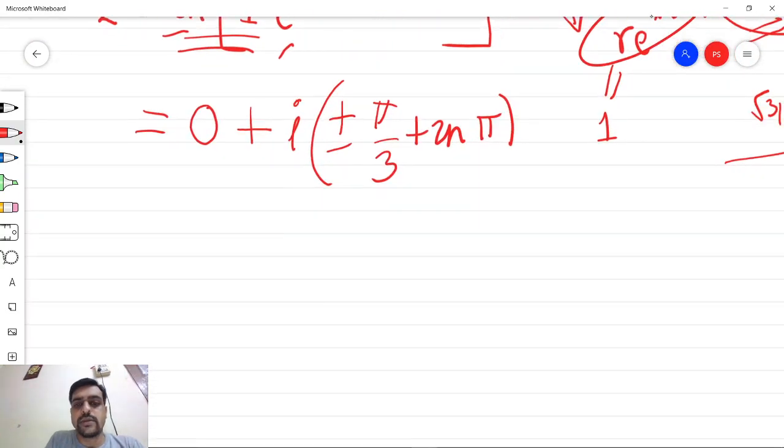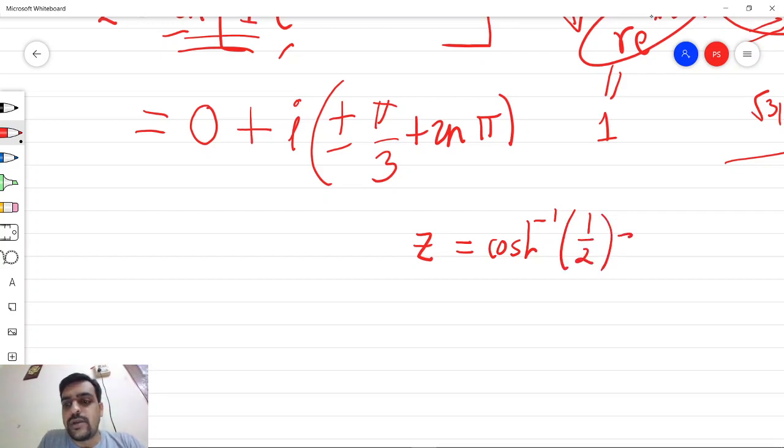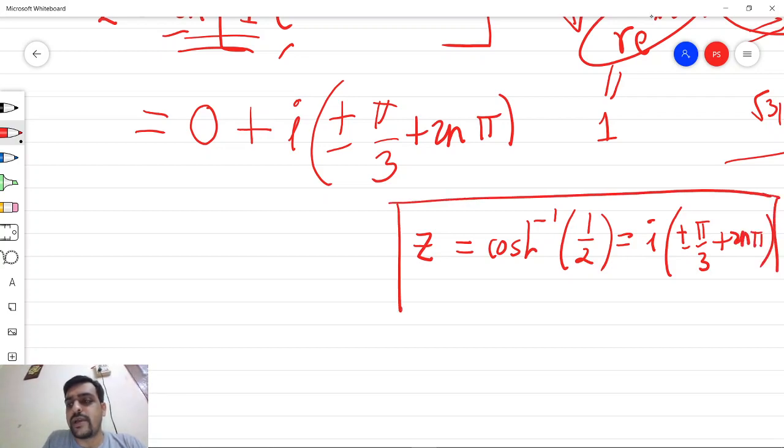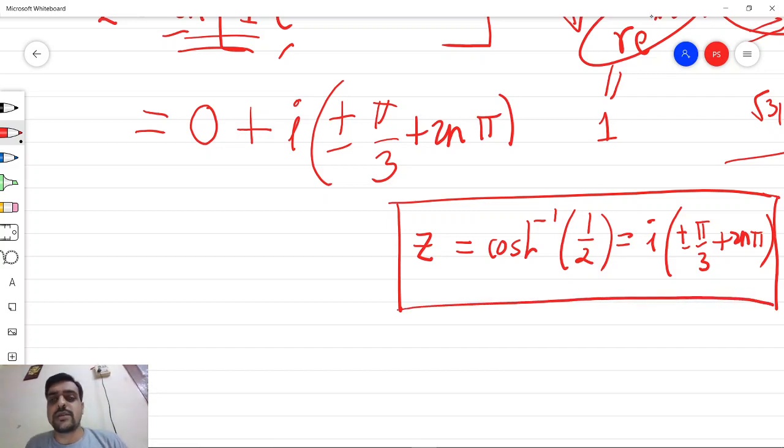Yes, so z, which was equal to cos hyperbolic inverse of 1 by 2, has got a value equal to I times plus or minus pi by 3 plus 2n pi. So this is an example where we have discussed how to determine the values of inverse hyperbolic functions.